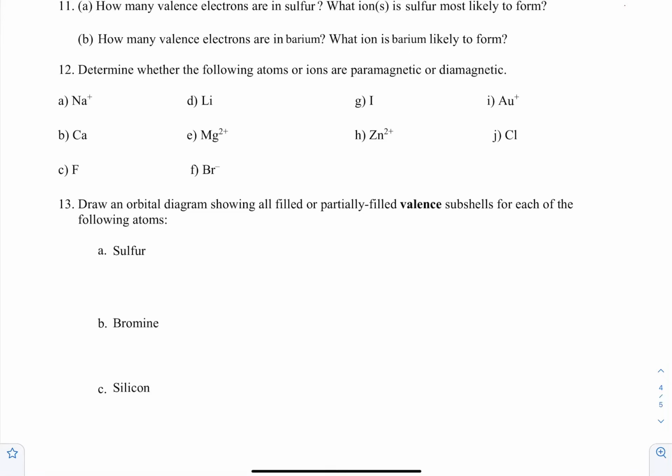I'm Austin and I'll be running through part 3 of problem set 8, orbitals and electron configurations. Alright, number 11, how many valence electrons are in sulfur? What ions is sulfur most likely to form?